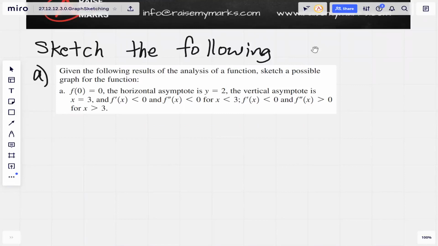So we're given some information about our function. We're told that f at 0 equals 0, so we have our y-intercept and our x-intercept. The horizontal asymptote is y equals 2. The vertical asymptote is x equals 3. We also know that the derivative is less than 0, and the second derivative is also less than 0 when x is less than 3. And we know that the second derivative is greater than 0 when x is greater than 3. We're going to use this information to try and sketch the function.